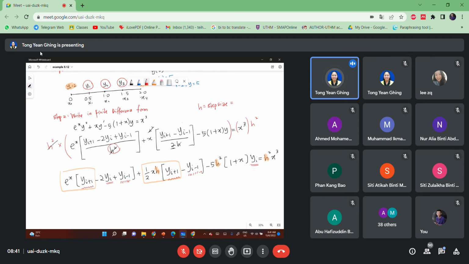Berapa step size dia? Berapa step size dia, Nur Alia? Step size dia berapa? 0.5. Okay, thank you. 0.5, yes. Okay, now saya ganti masuk 0.5 kat sini. Kalau 0.5 divide by 2 become ini, 0.5 divided by 2, 0.25 lah kat sini. Okay, and here 0.5 square, jadi 0.25.